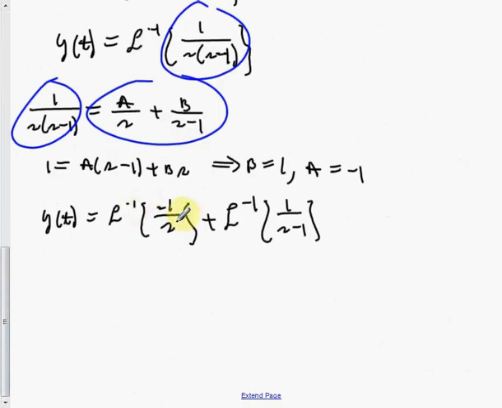Well, the inverse transform, let's pull that negative out in the front. So you can write this as y of t equal to negative 1 times the inverse transform of 1 over s, which is just 1. So this is just negative 1 plus the inverse transform of 1 over s minus 1, which is e to the t.